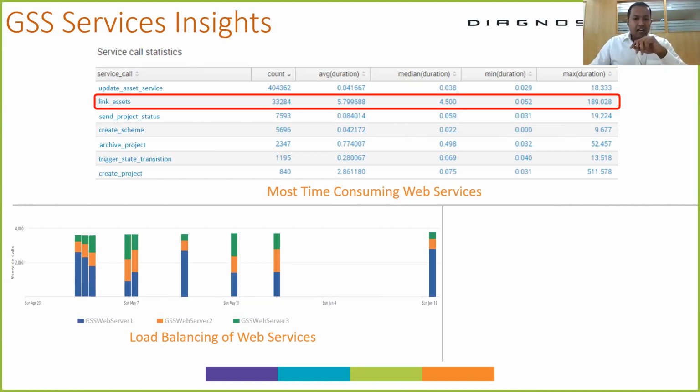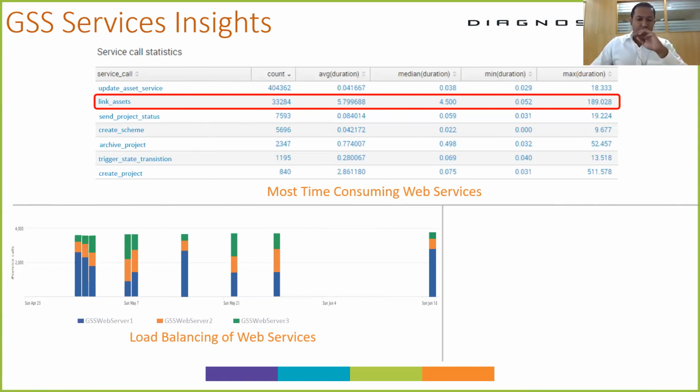And in the second chart, I see that most of the web services are being handled by my web server one, the one in blue, and it is handling most of the load of the web services, which can then result in web service executions being delayed because web services are then placed in a queue and have to wait for execution.